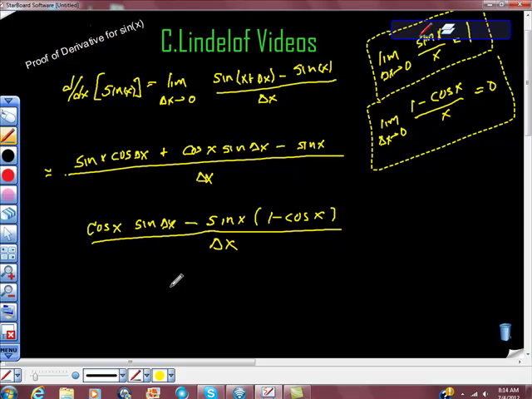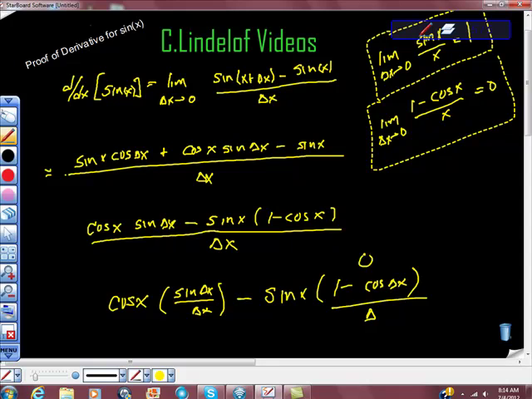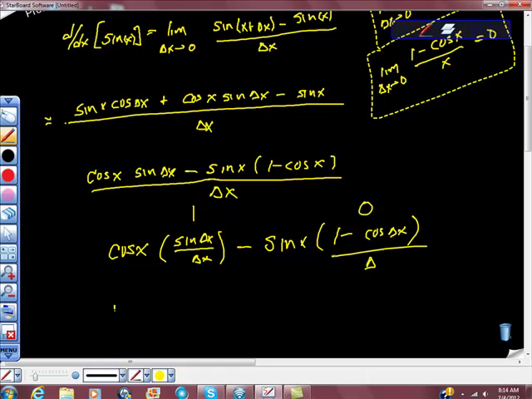Alright, so here's the end of our proof. We ended up with cosine x times sine change in x, but what's sine change in x over change in x? It's 1. Minus sine x times, and what's 1 minus cosine change in x over change in x? This is 0. This is 1. So we just proved that f prime of x is equal to cosine x.